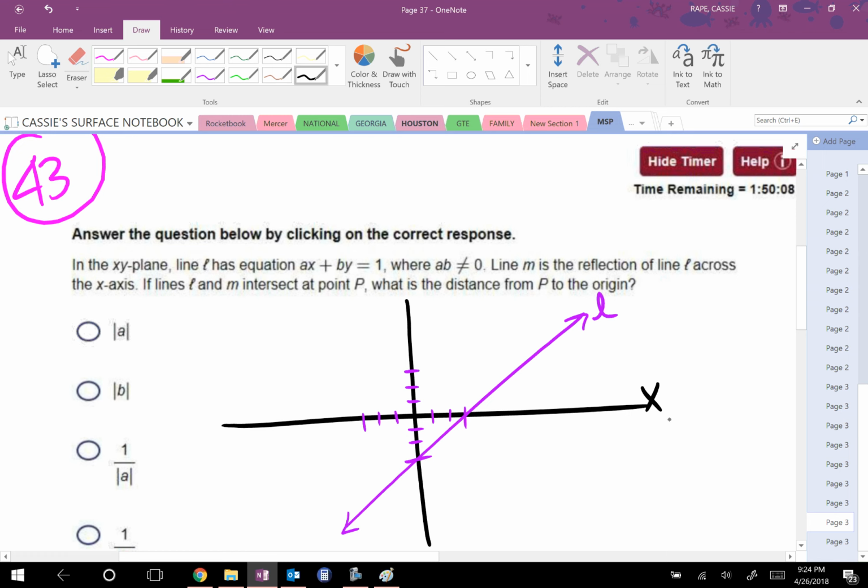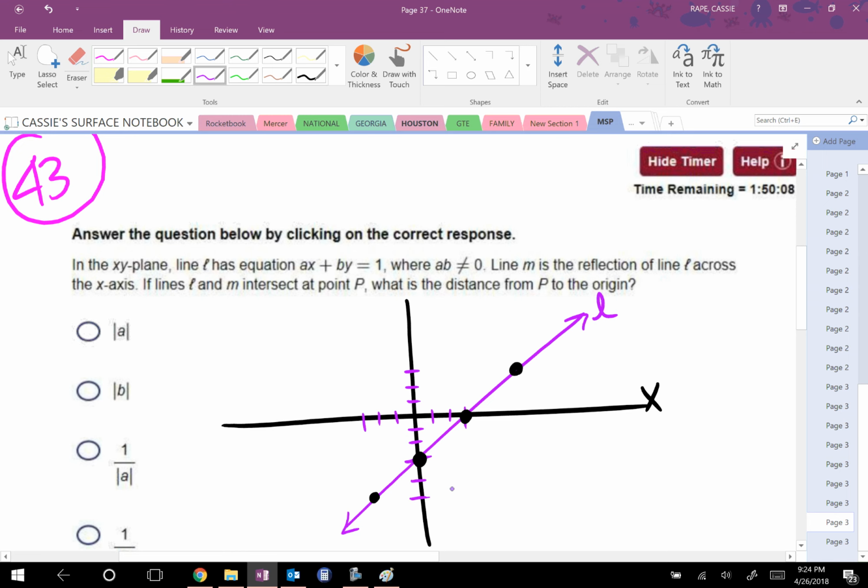Now the best way I think to reflect things around the x-axis is to determine some target points. Like that looks like a good point, that looks like a good point, this is a good point, and I'm going to go right here too. Okay, and I'm going to give this a couple little hash marks so I can see it.